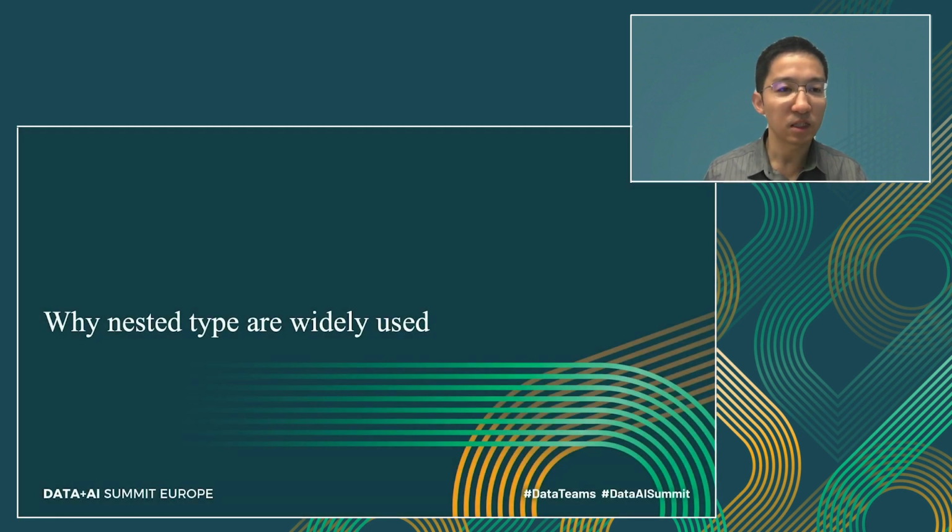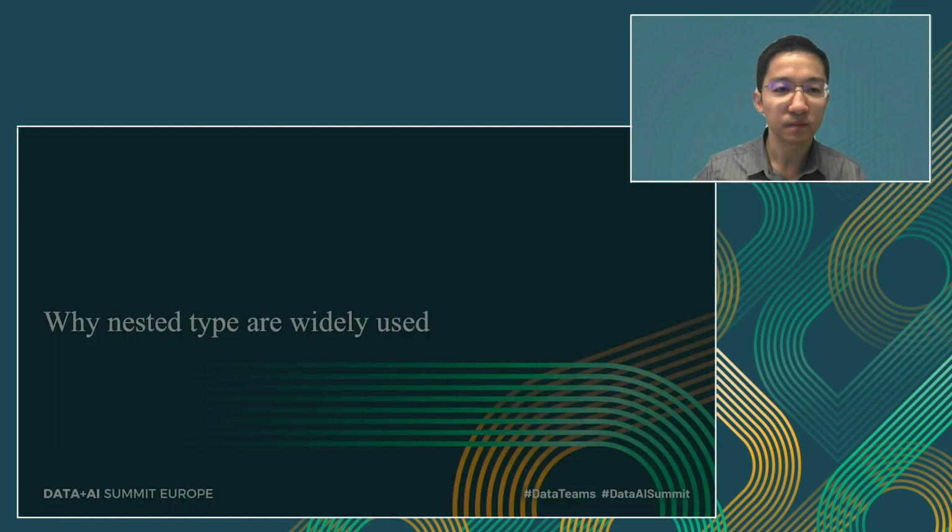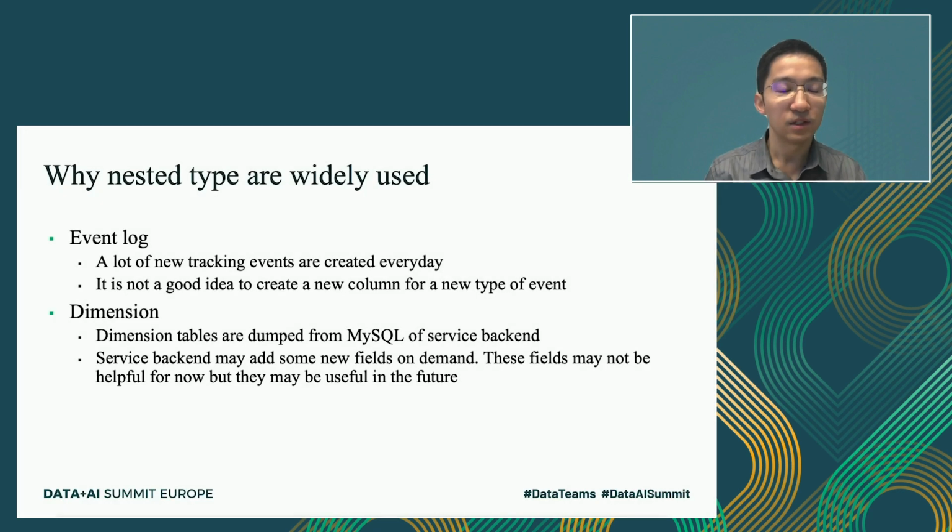Okay. Let me explain why nested types are widely used in Bytedance. There are two types of data in Bytedance. The first part, also the largest part, is the event log. By event log, we mean that, for example, we may store some tracking events in the event log. Also, we may store the user action, the server impression, and the client impression data in the event log.